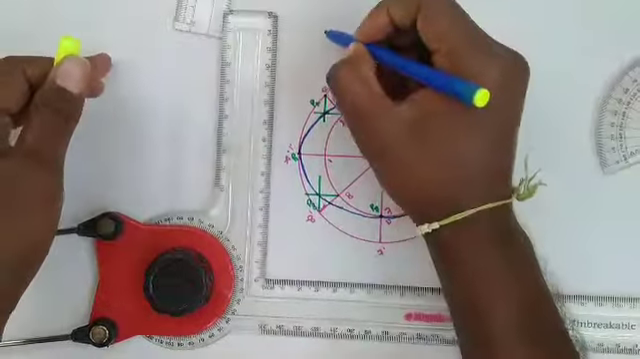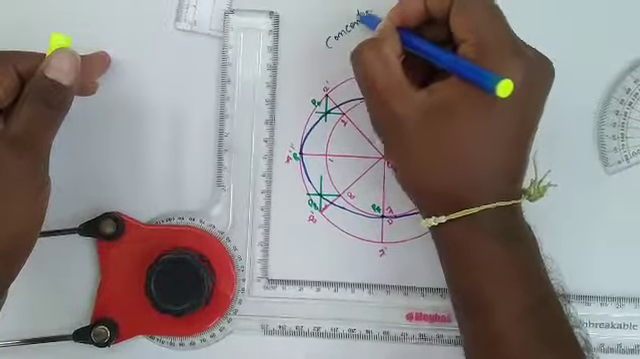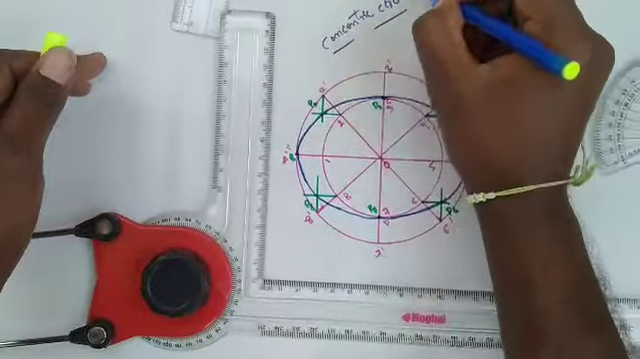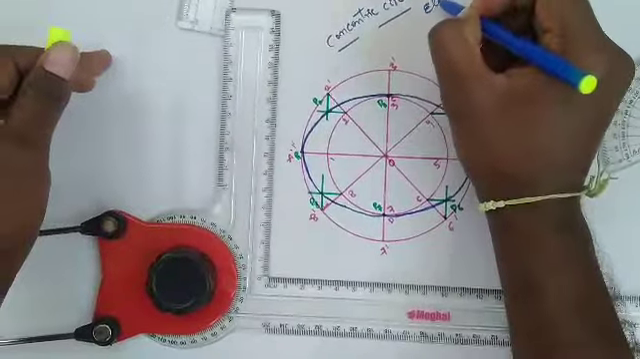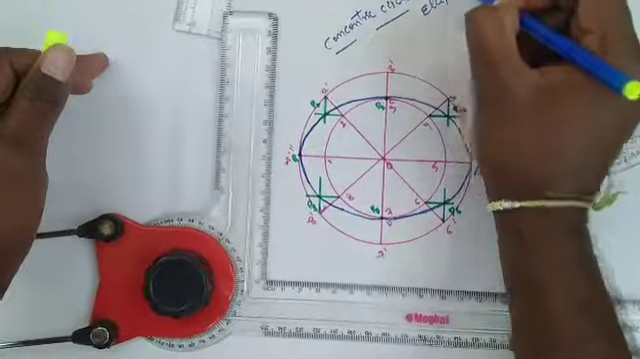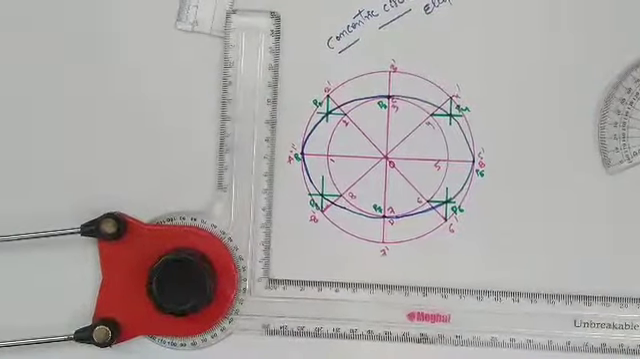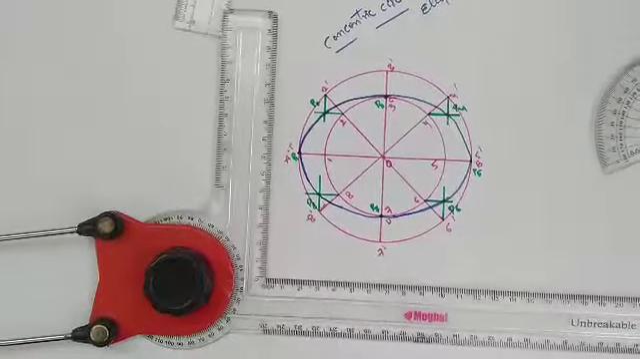This is the concentric circle method ellipse. Concentric circles means circles that have the same center with different diameters or different radii.